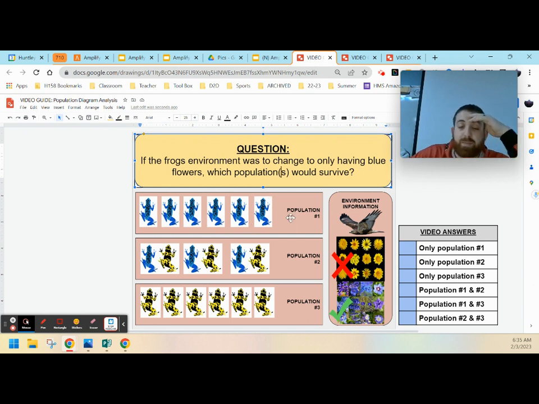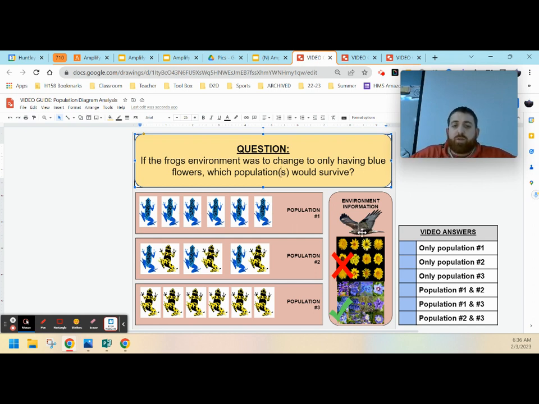So if we take a look here, we have three populations. Population one is made up of all blue frogs. Population two is made up of a mix of blue and yellow. And population three is made up of all yellow frogs. So which of them would survive if the environment was to change to only having blue flowers? If we're looking at our environmental information, we went from a yellow environment to a blue environment, and we live in an environment where we have hawks as predators.